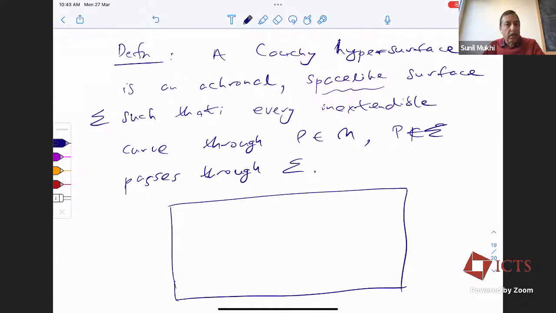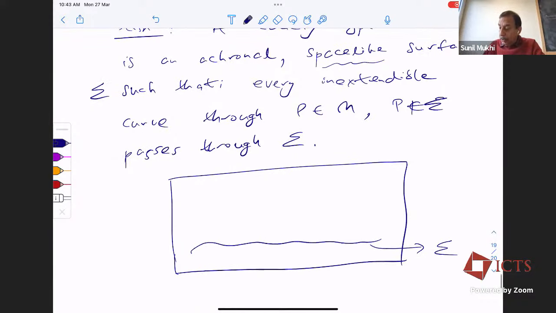Now, I'm not assuming Minkowski or anything. This is a general definition, but I can't draw general manifolds. So this is my sigma. I've drawn it to look space-like, okay? But it has this property that if this is P, then I draw a causal path through P. That path can be either time-like or null at every point. That's what causal means. And it's also inextendable. In particular, here I'll draw it backward in time to be past inextendable. It's inextendable in both directions. And my statement is that it better pass through sigma.